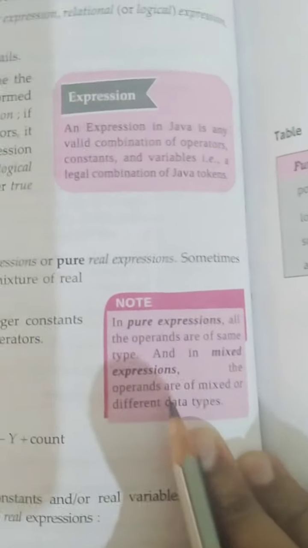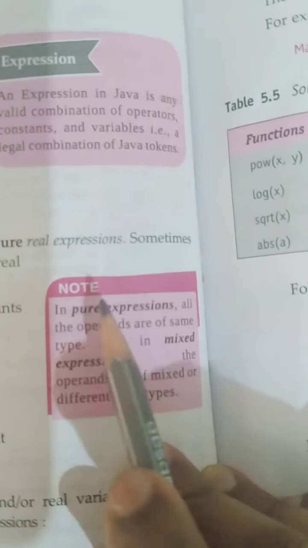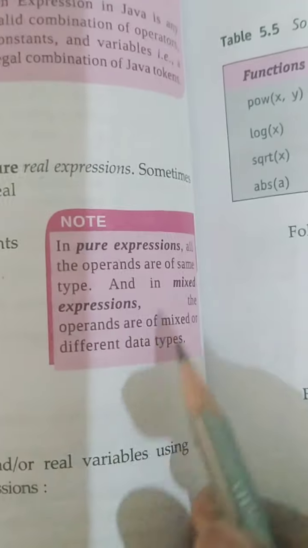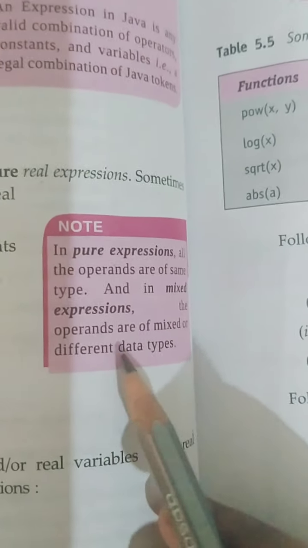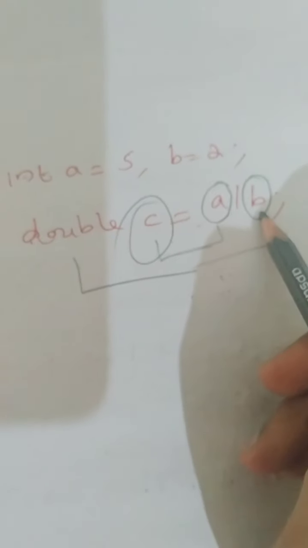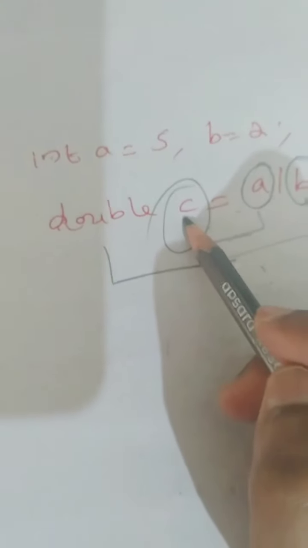A question will come: what is the difference between pure expression and mixed expression? You can learn from the table. In pure expression, all the operands are of the same type, and in mixed expression, the operands are of mixed or different data types. This is an example: a and b are integer and c is double. Whereas in pure, it is either integer type or real type.